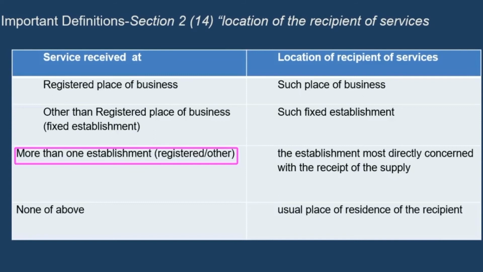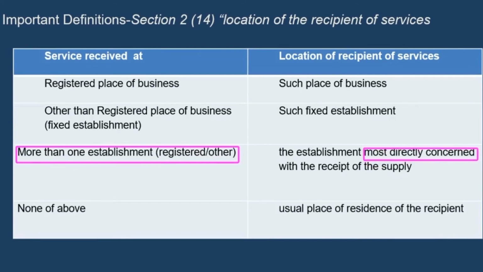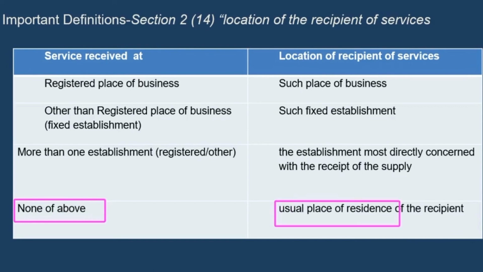Then the establishment which is most directly concerned with the receipt of supply. We will discuss one example so it will be more clear to you. And if the service you cannot classify under the above three, then it is a residual case: usual place of residence of the recipient. If none of the above, then the usual place of residence of the recipient will be treated as the location of the recipient of service. Let us try to understand with an example.